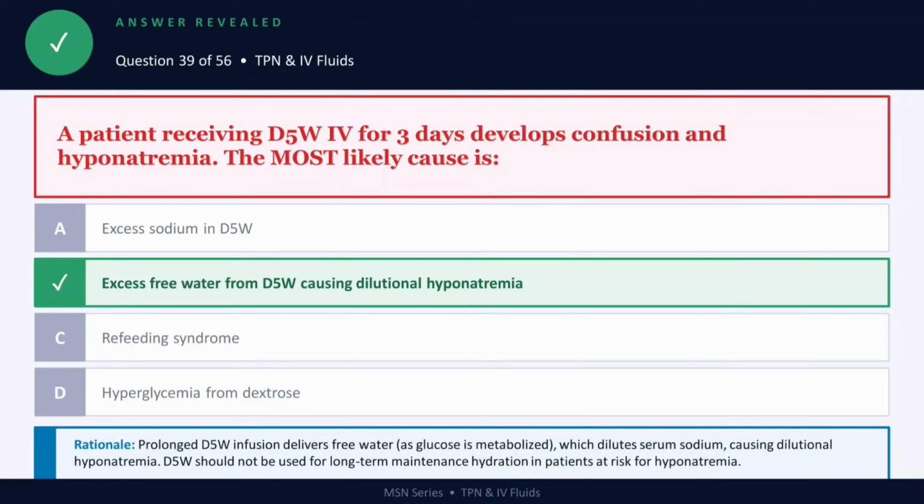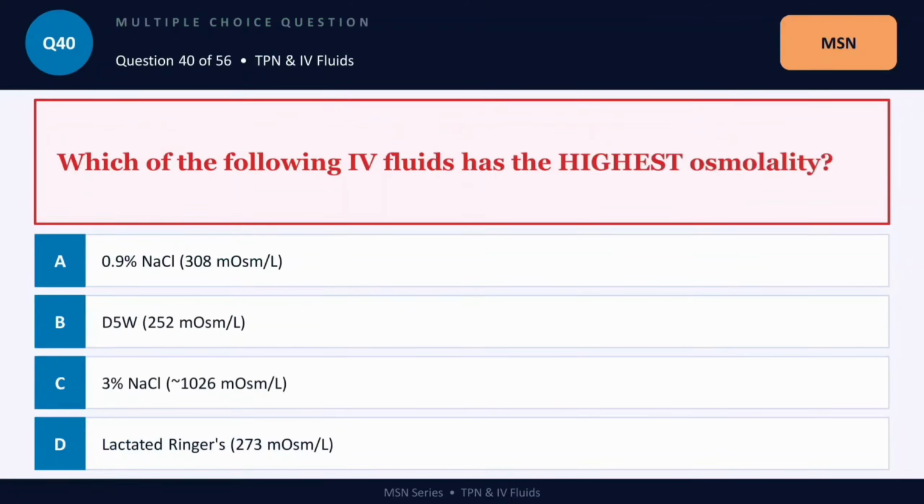Rationale: prolonged dextrose 5% in water infusion delivers free water, which dilutes serum sodium, causing dilutional hyponatremia. Dextrose 5% in water should not be used for long-term maintenance hydration in patients at risk for hyponatremia.